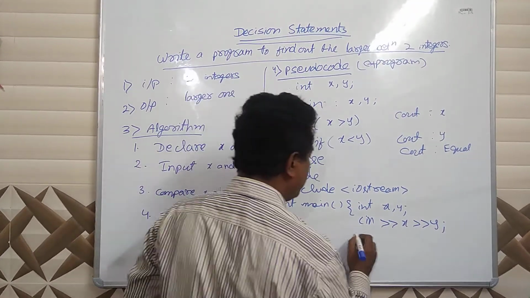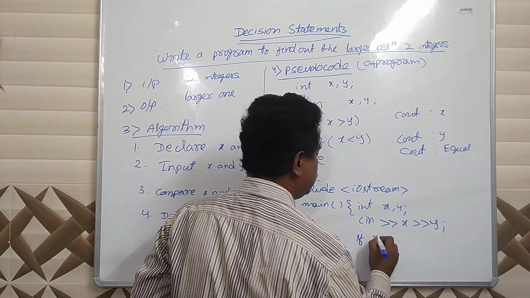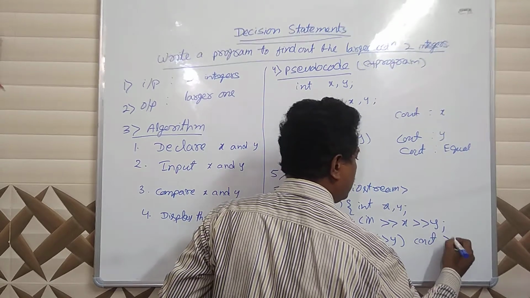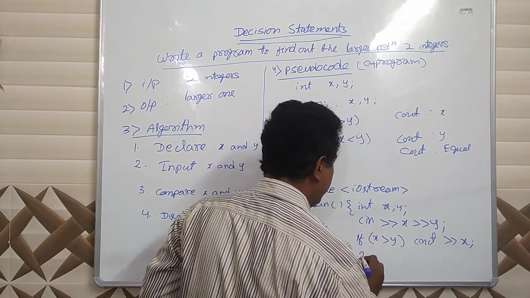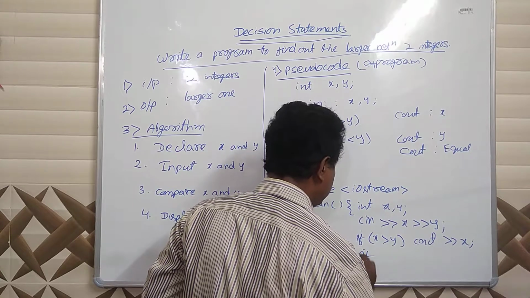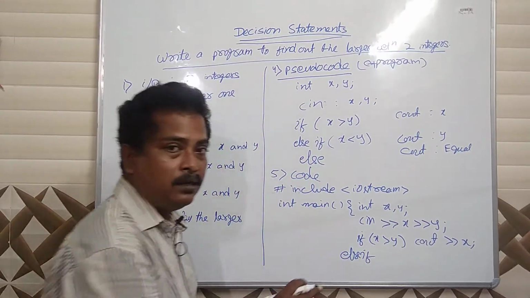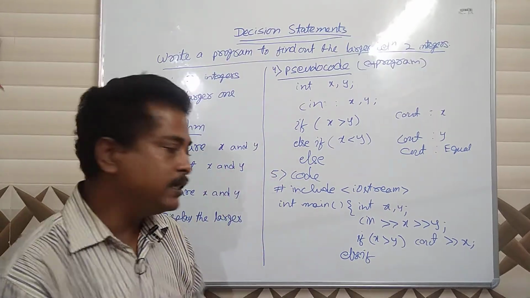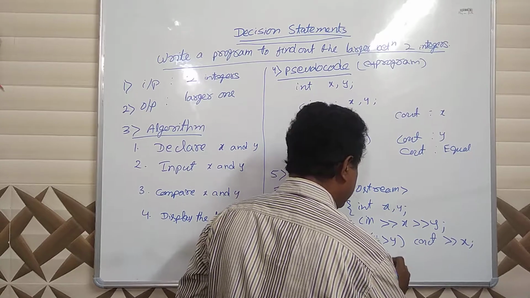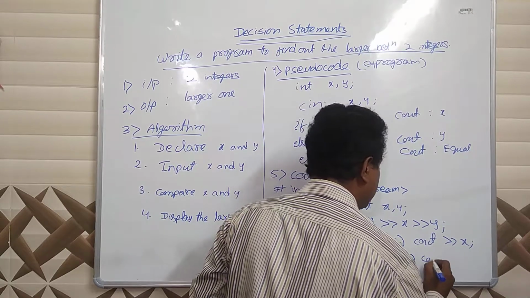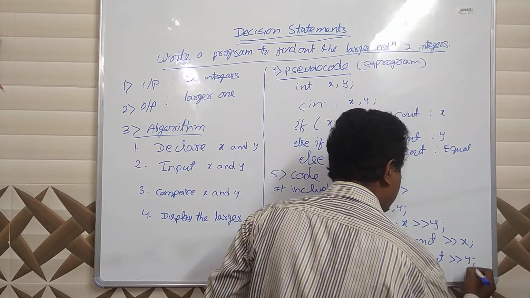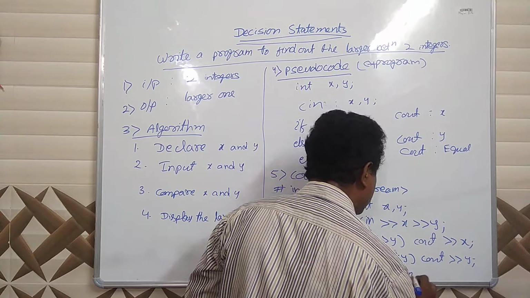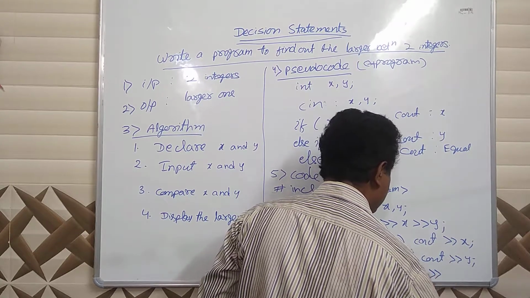Next, if conditions. If x is greater than y, cout x. Else if, the second one is else. If you are writing else if, then also it is correct. I will tell you the difference at the end. x is less than y, cout y, else means both are false. So in this case, both are equal. cout equal.